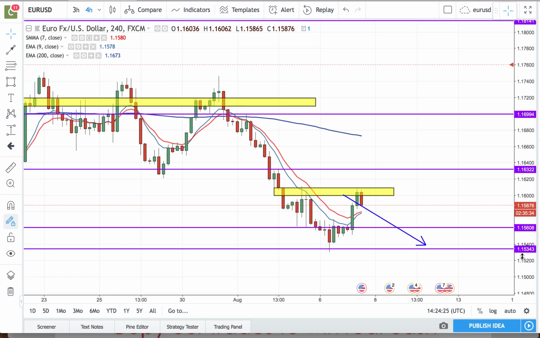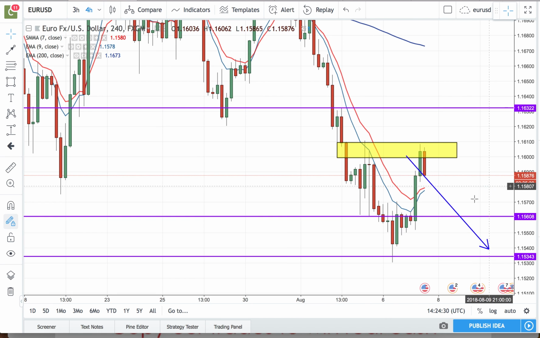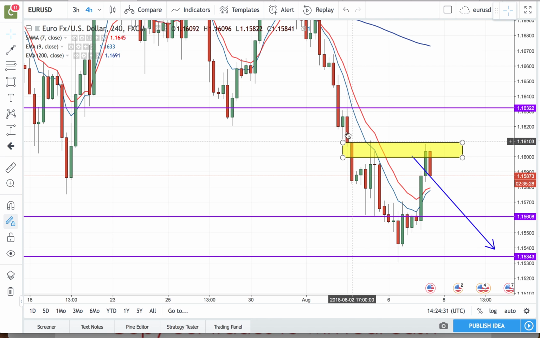You can see a little bit more clearly why that yellow region is what we are looking at. As you can see, the multiple rejections from that area. It's currently rejecting quite hard from that area as we speak. It is currently 3:30 UK time, and it's rejecting that area quite heavily.